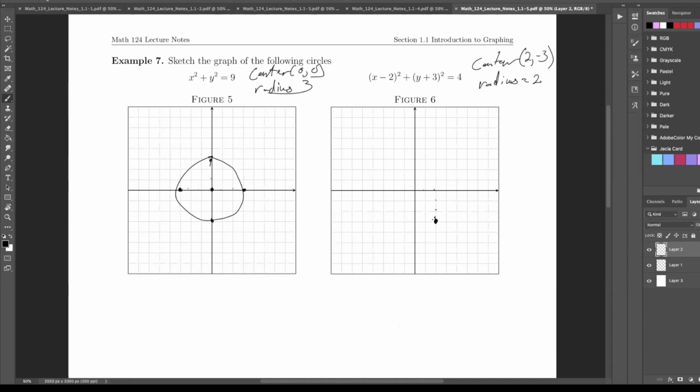And then our radius here is 2. So we're going to go 2, 2, 2, 2. And then we graph it. And then we just go like this. And there we go. All right.